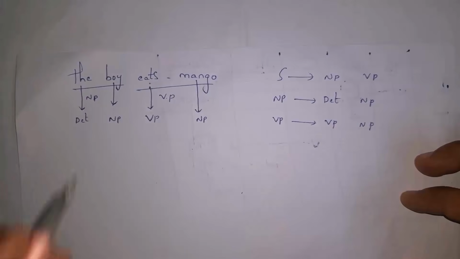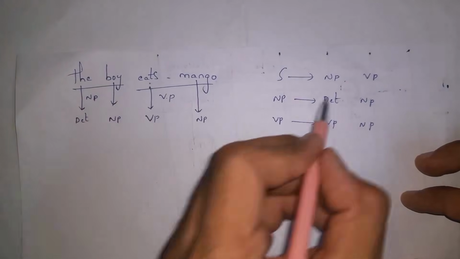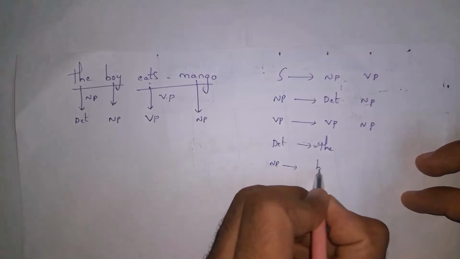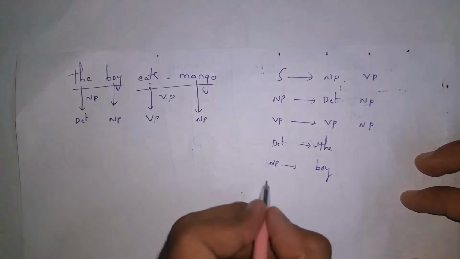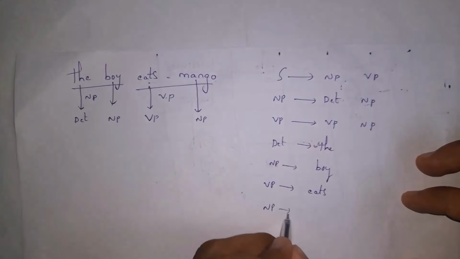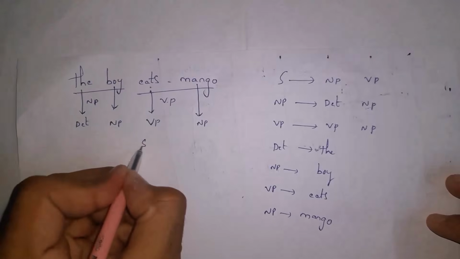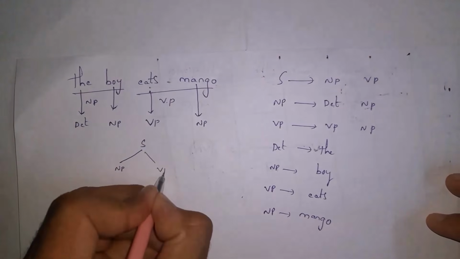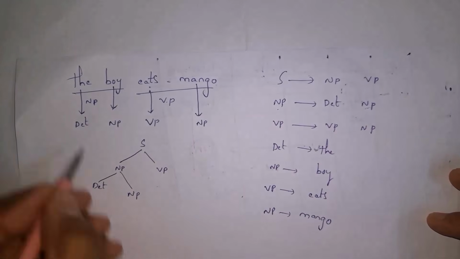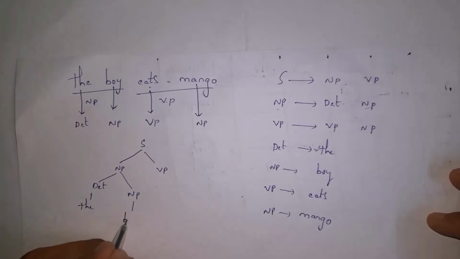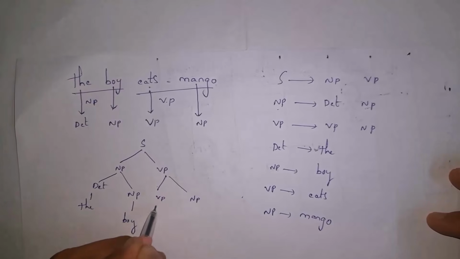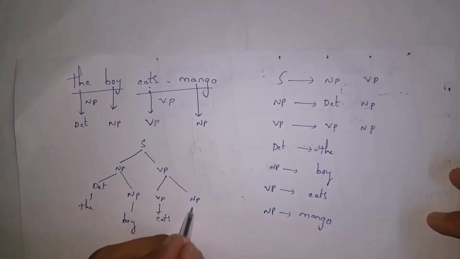Now we got grammar rule for each and every word in the sentence. So noun phrase contains determinant, that is the, and noun, that is boy. And similarly in verb phrase, which is eats, verb phrase contains verb, which is eats, and noun phrase, which is mango. Guys, you can also create tree for this. So sentence contains noun phrase and verb phrase, where noun phrase contains determinant and noun, where determinant is the and noun is boy. And similarly verb phrase contains verb and noun phrase, where verb is eats and noun phrase contains mango.